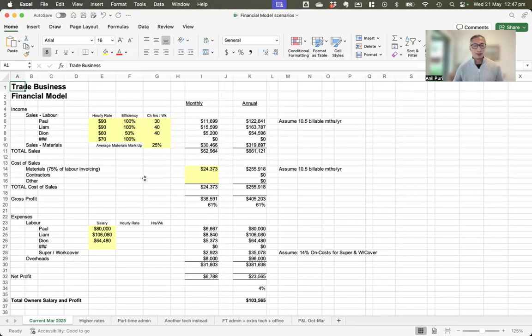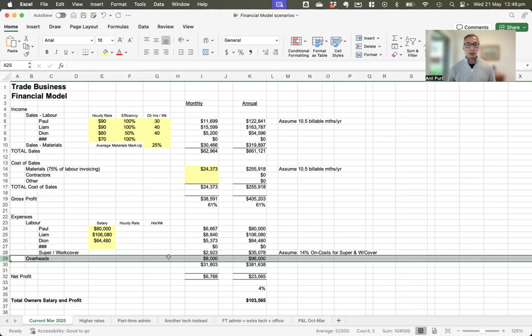Trades businesses can be quite profitable. You can see here, this model is designed to show how much billable revenue this team can do based on their hourly rates and the number of hours that they can bill each week. And once again, in this case, I'm assuming 10.5 billable months per year. Then you've got some cost of sales, which is the materials they use for their jobs and any contractors they may use. And then you've got the labor cost down here, and then based on his recent financials, what his average monthly overheads are.